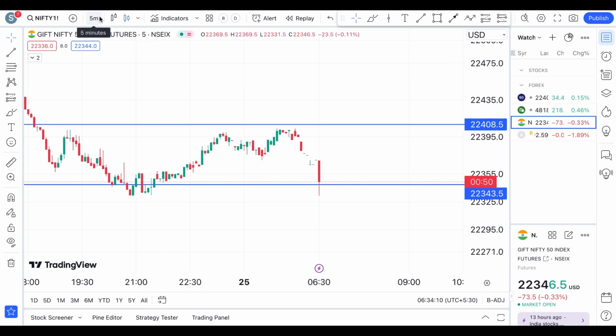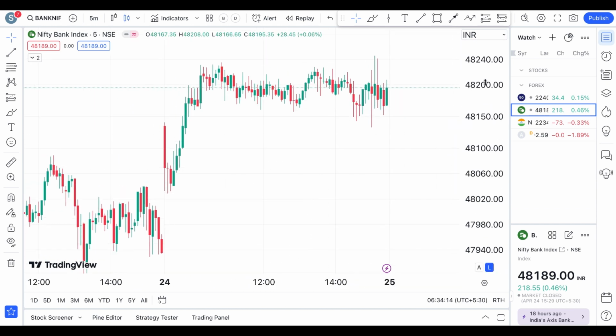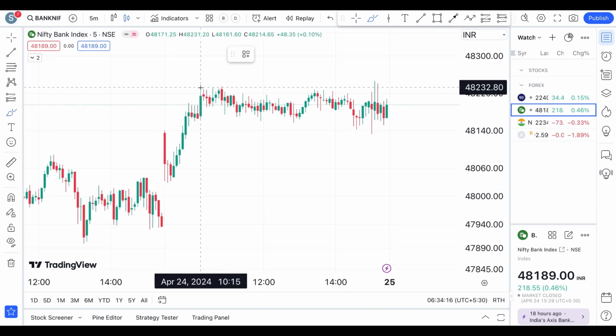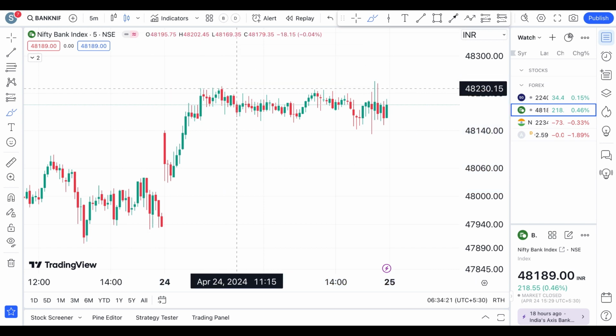Okay, so let's quickly now change our chart to the Bank Nifty. And if you want a complete analysis of this price action along with the daily time frame, we have done it in our post market analysis video. It's there in our channel. Kindly check that. And let's quickly start with this now.